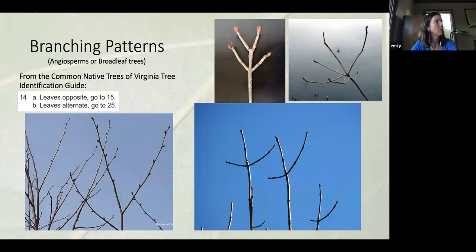Keith is asking, other conifers like arborvitae are multiple branching always opposite?